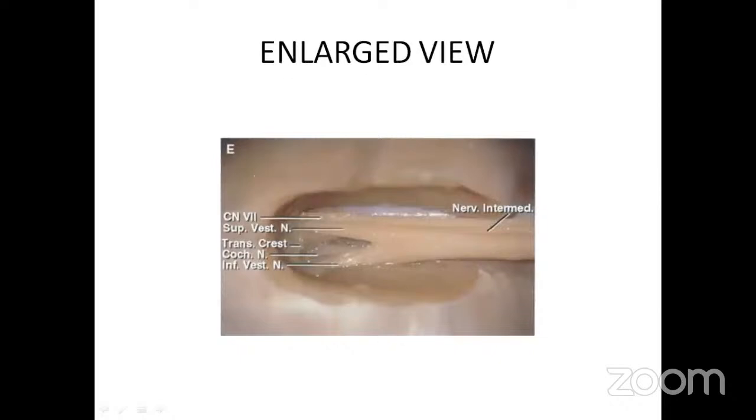This is an enlarged view. Here we can see the transverse crest. Above is the superior vestibular nerve and facial nerve. The facial nerve lies anterior to the superior vestibular nerve, and below the transverse crest are the inferior vestibular nerve and cochlear nerve, and the cochlear nerve lies anterior to the inferior vestibular nerve.